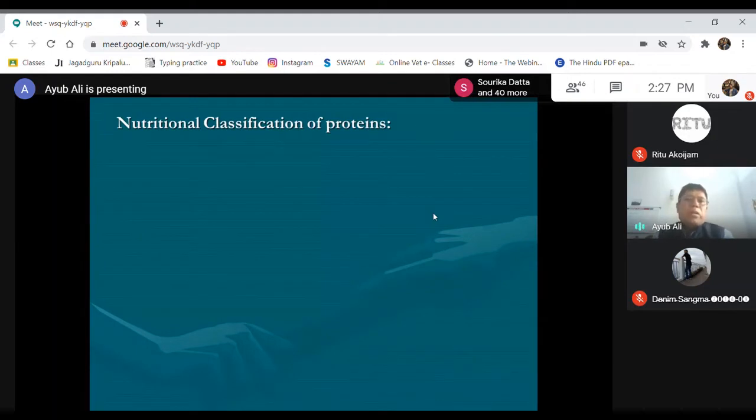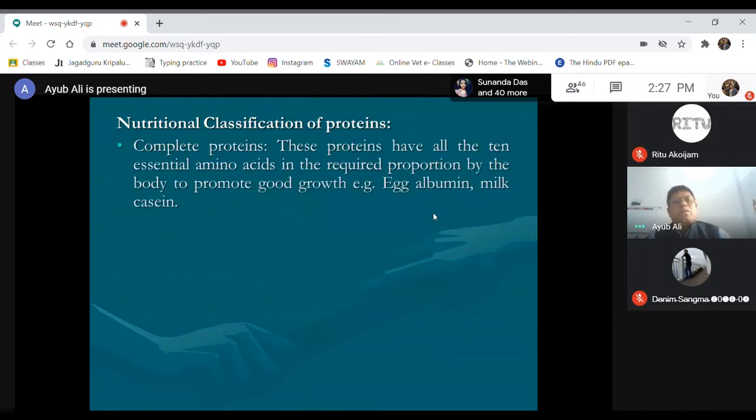Now, based on the nutritional status, the proteins are also classified. So that is the nutritional classification of the proteins. One is the complete proteins. Complete means these proteins have all the essential amino acids. Earlier we have seen that there are 10 amino acids which are essential. So if the protein contains all the 10 essential amino acids in sufficient amount, then that will be classified as the complete proteins. These proteins have all the 10 essential amino acids in the required proportion by the body to promote good health.